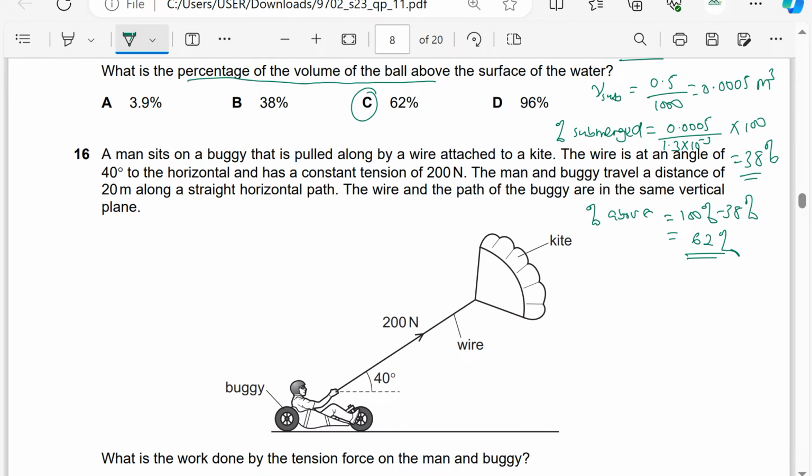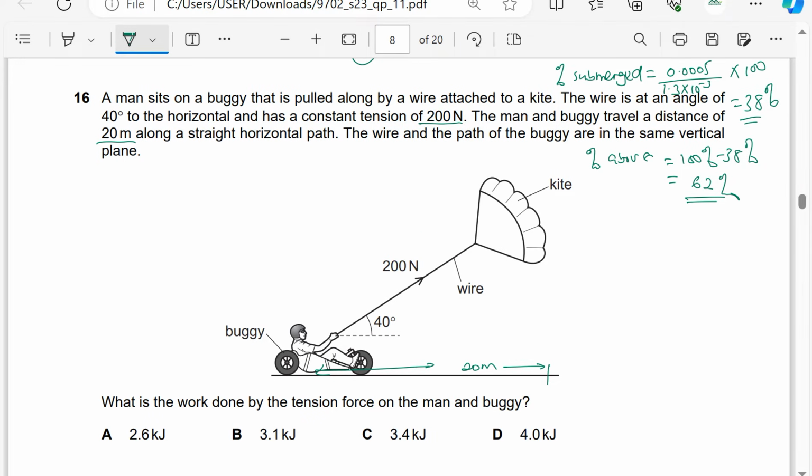A man sits on a buggy that is pulled along by a wire attached to a kite. The wire is at an angle of 40 degrees to the horizontal and has a constant tension of 200 newtons. The man and the buggy travel a distance of 20 meters along a straight horizontal path. So the distance traveled is 20 meters. Let's say that it travels in this direction through 20 meters. The wire and the path of the buggy are in the same vertical plane. What is the work done by the tension force on the man?